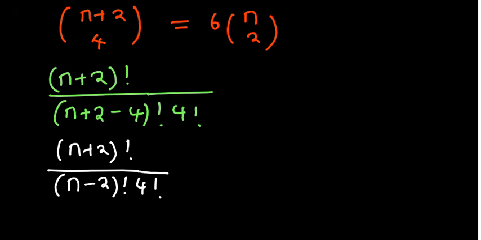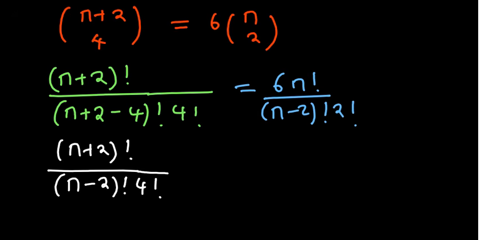On the right hand side, if you do the same, you have n factorial, and then on the bottom it will be n minus 2 factorial, and then 2 factorial. Okay, so we need to find the value of n. Actually, we are not proving. That's where I'm getting it wrong. So 6 times n factorial over n minus 2 factorial, 2 factorial.